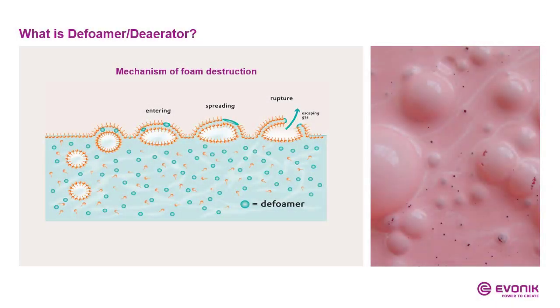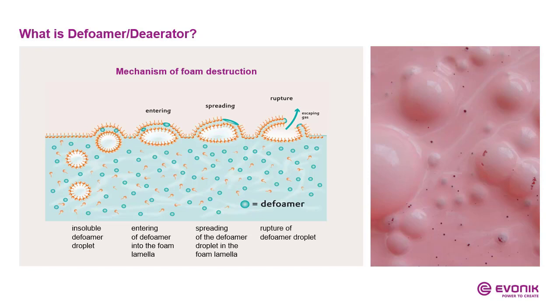Here's a nice picture that shows the mechanism of foam destruction. You see after the incorporation of the defoamer, you see these small droplets, insoluble droplets, which will then enter into the duplex layer on the top of the surface of the liquid, and they will eventually spread between the surfactants and destroy the bubble.